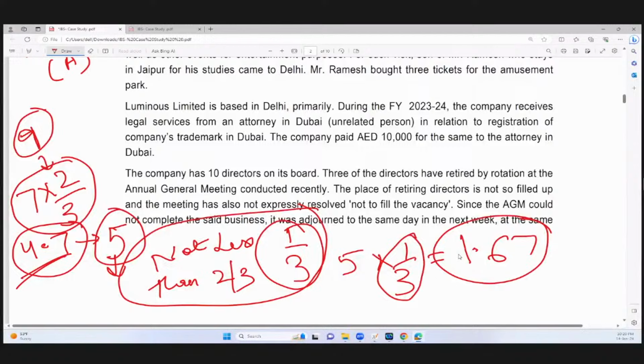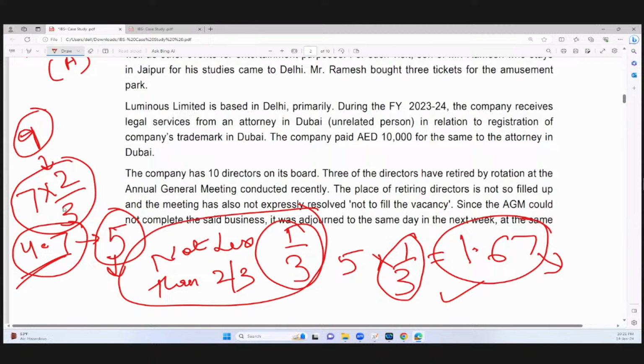Nearest to 1/3 means, अपने maths में you have read that nearest का concept. If it is 0.5 or more than that, then we will increase the number. If it is below 0.5, then we will reduce the number. Here the number is 1.67. It is more than 0.5. So what will you do? We will here increase the number of directors liable to retire to 2.